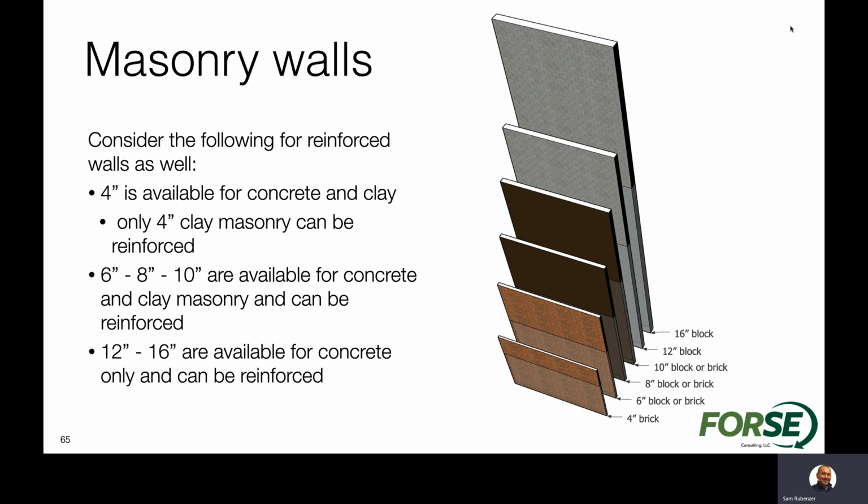Other things to consider as we look at different walls and wall heights: a 4-inch is available for both concrete and clay, but only the 4-inch clay masonry can be reinforced, and that's going to be pretty light reinforcement for that wall. 6, 8, and 10-inch are available for both concrete and clay, and both can be reinforced. And then when you get to the thicker wall elements, 12 to 16 inches are really only available for concrete, and certainly those can be reinforced with fairly large cells.